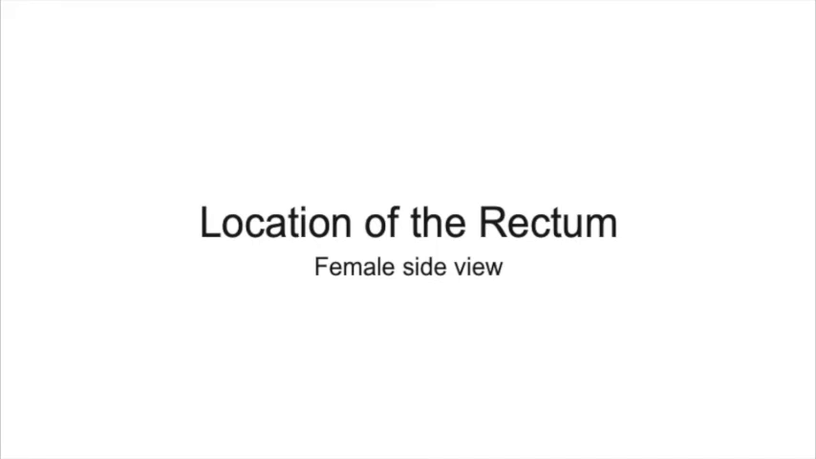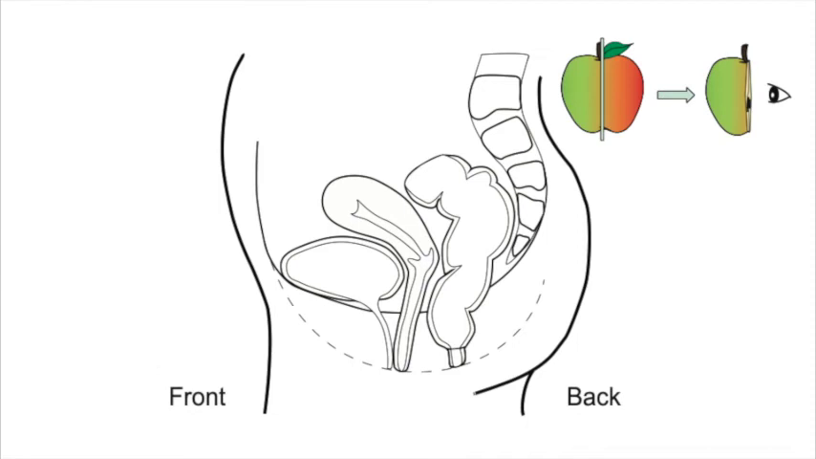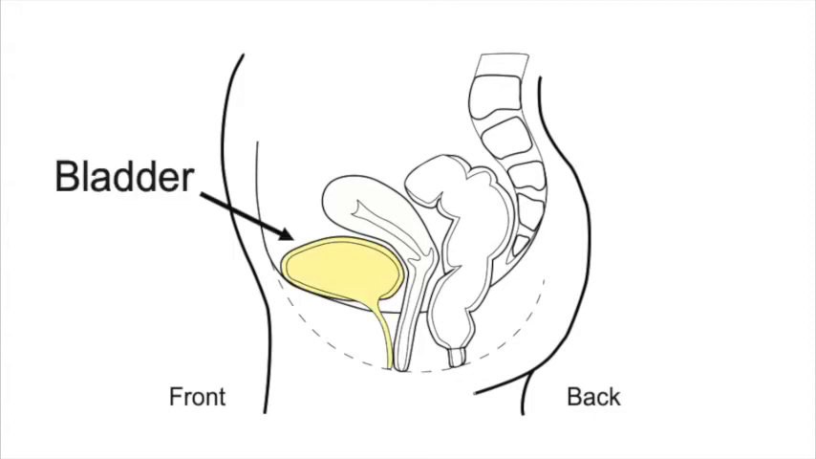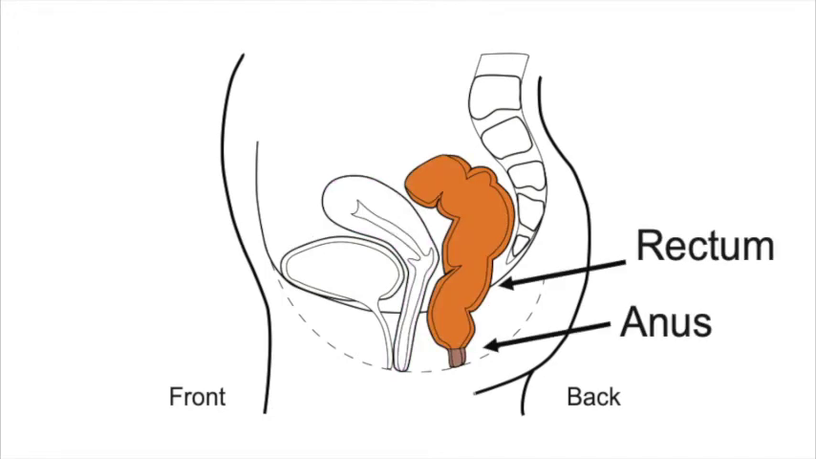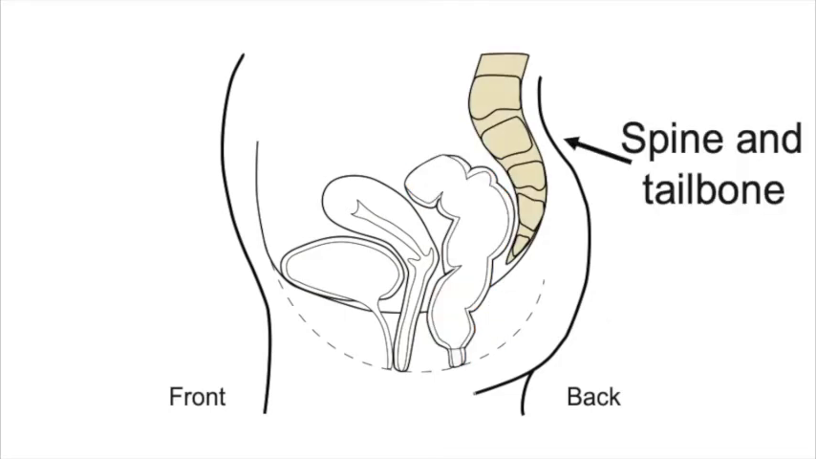We will now go over structures surrounding the rectum. Understanding what organs are close by may help you to understand why you may or may not qualify for certain treatment options. First, we will cover organs in a side view of an adult female. Moving from front to back, the first structure we see is the bladder. Next, there is the uterus and the vagina. Then the rectum, at the bottom of which is the anus. The last structure is the spine and tailbone.